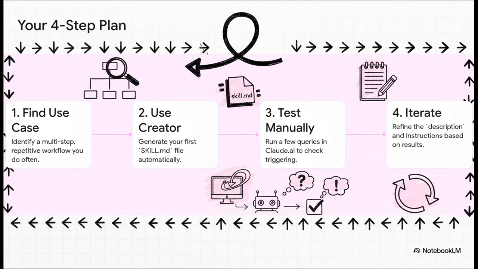So here's your 4-step launch sequence. 1, find a use case, something repetitive you do all the time. 2, use the Skill Creator to get your starter file. 3, test it out manually with a few different prompts. And 4, iterate. Tweak that description, refine the instructions, and get it triggering perfectly every time.